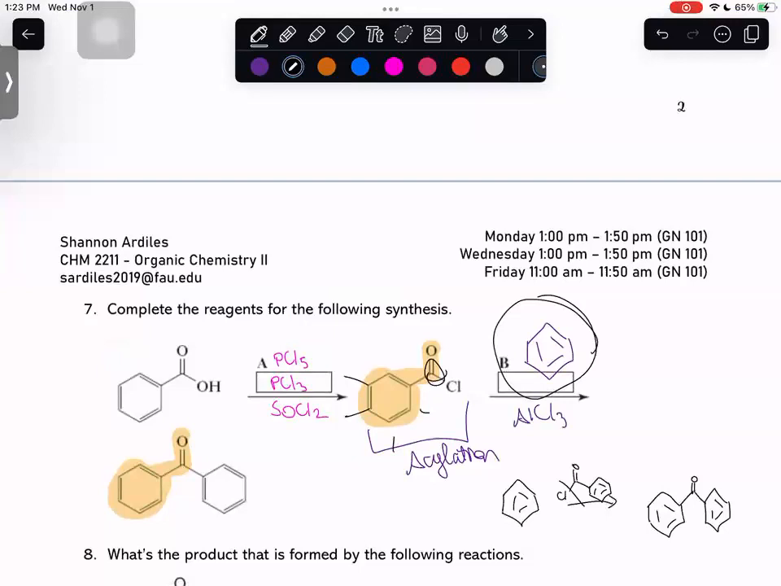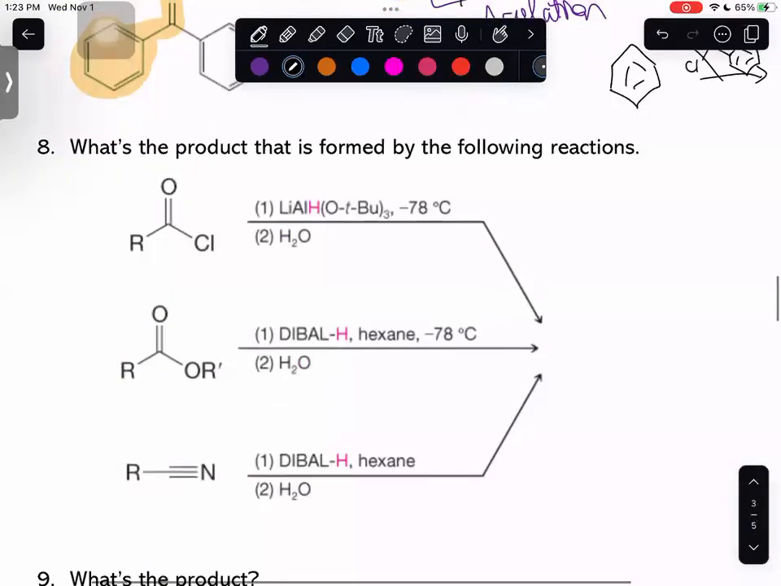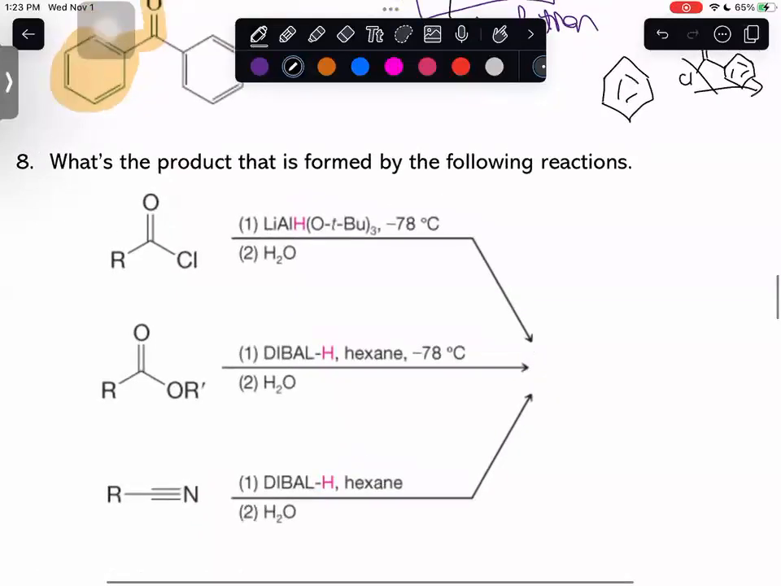We're good? Okay, let's move on to chapter 16. This is your carbonyl chapter. We talked about that one very briefly at the beginning of the handout. All of those reactions are going to create the same exact product. What is it? Ketone.